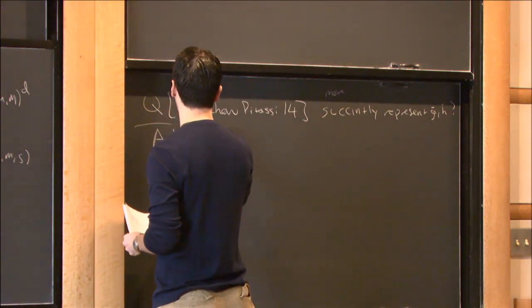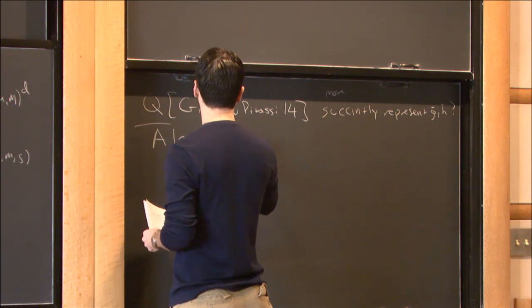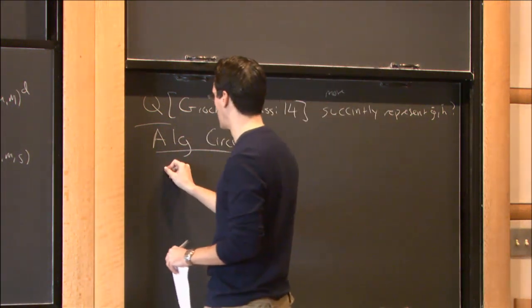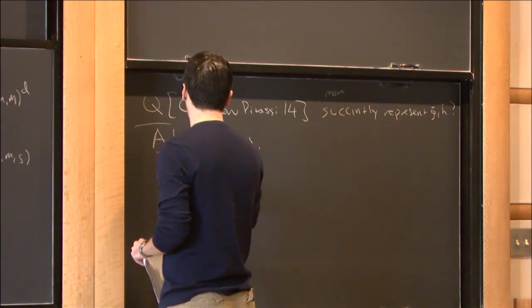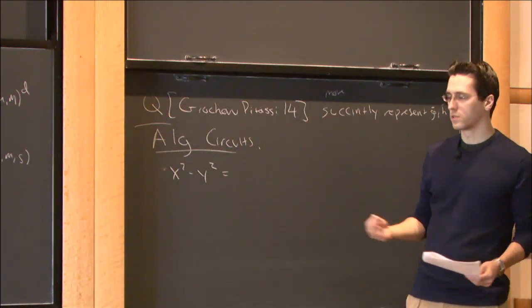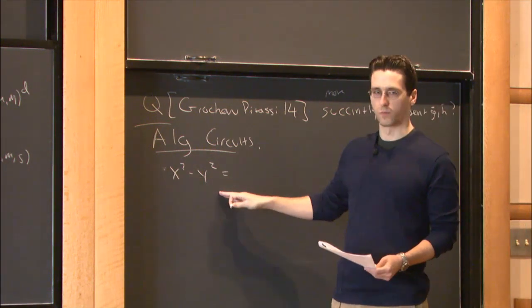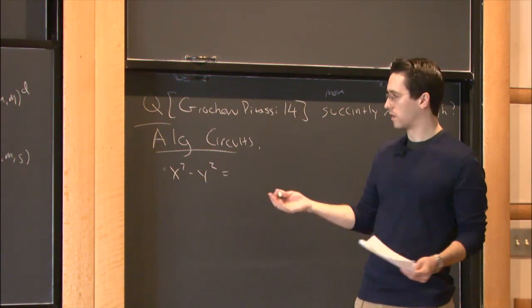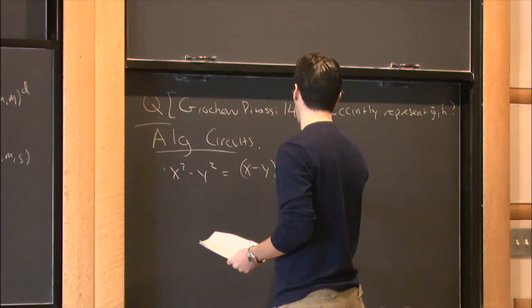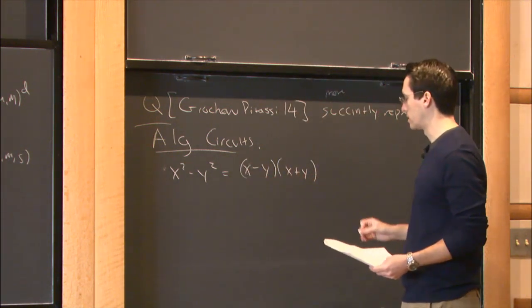Okay, so algebraic circuits. Let me give you just an example, which is my favorite example. So consider the polynomial x squared minus y squared. It is a sparse polynomial. There are only 2 monomials here. But I can compute it in another way. For example, I can compute it in its factorization: x minus y times x plus y.